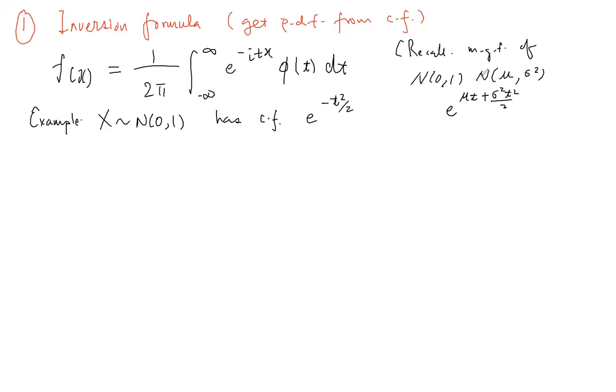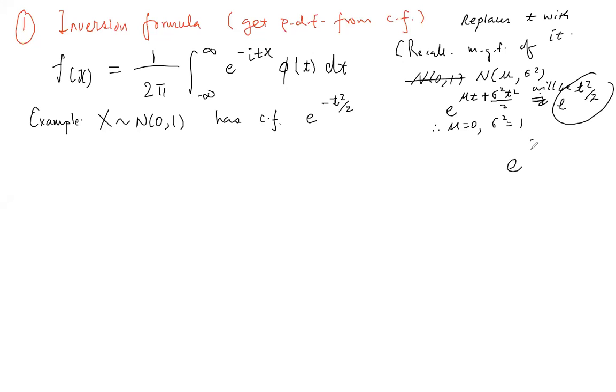So for the general case, when your mu is 0 and sigma squared equals 1, you will end up with e to the t squared over 2. Now, why do you have a negative here? Because remember, your characteristic function replaces t with it, right? So from here, you have e to the (it) squared over 2. So you have e to the minus t squared over 2, right?